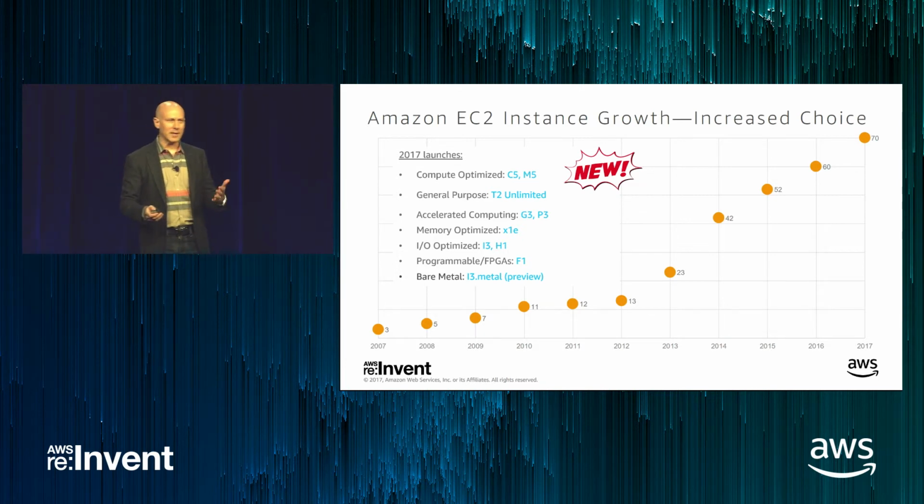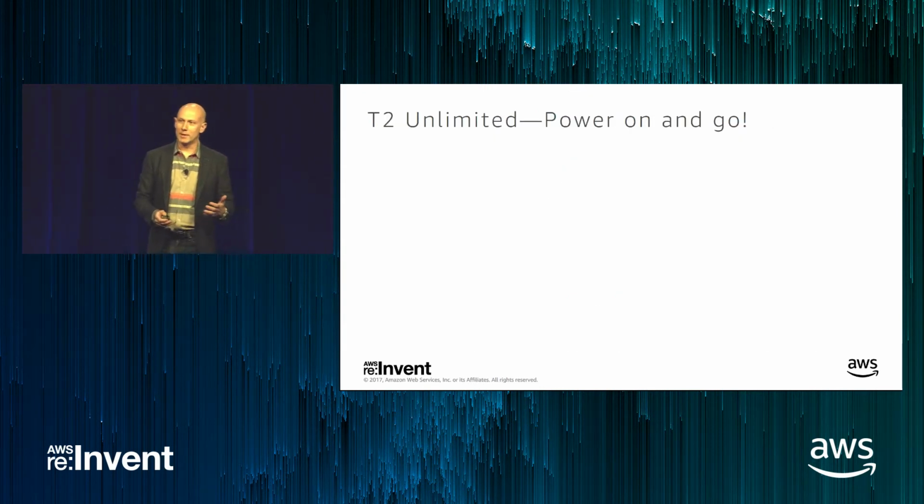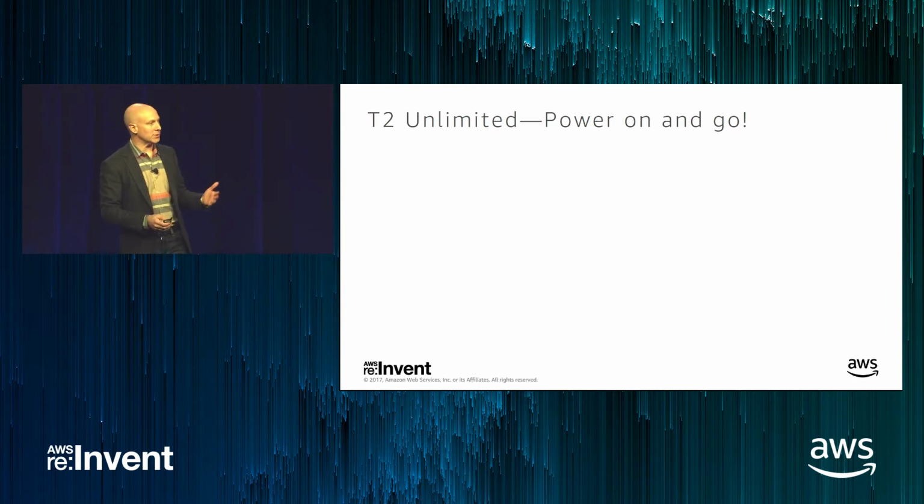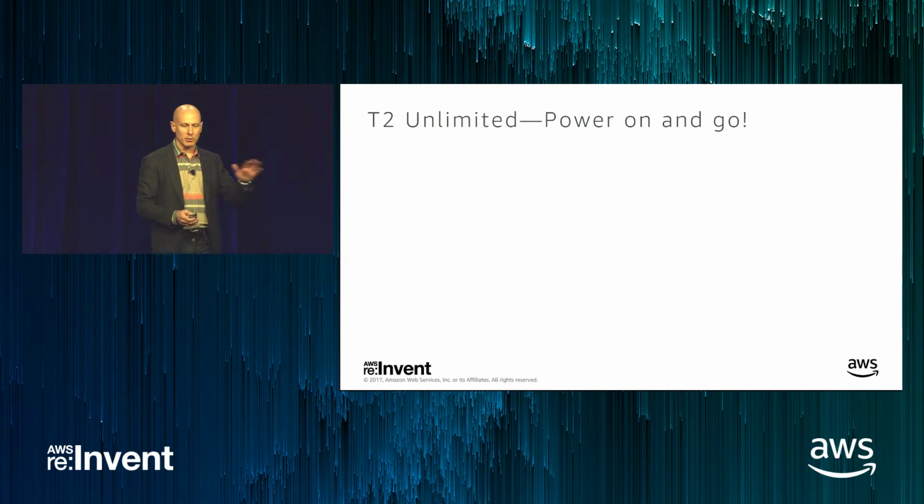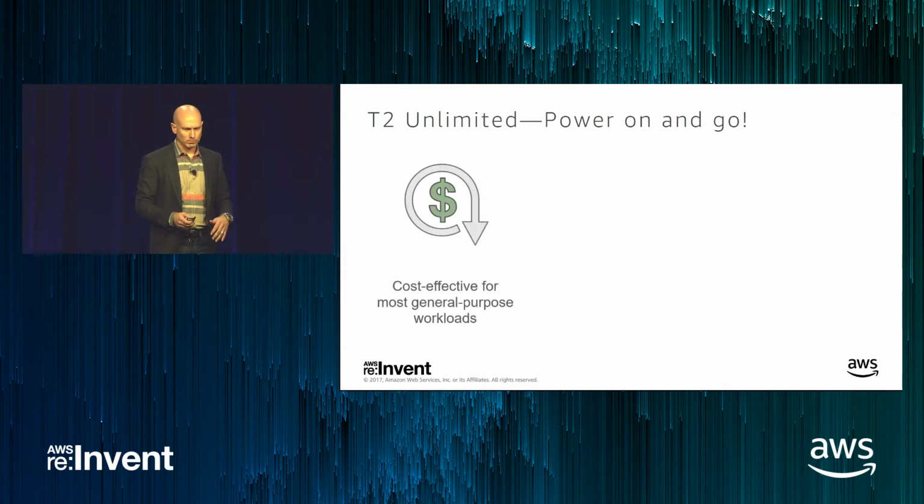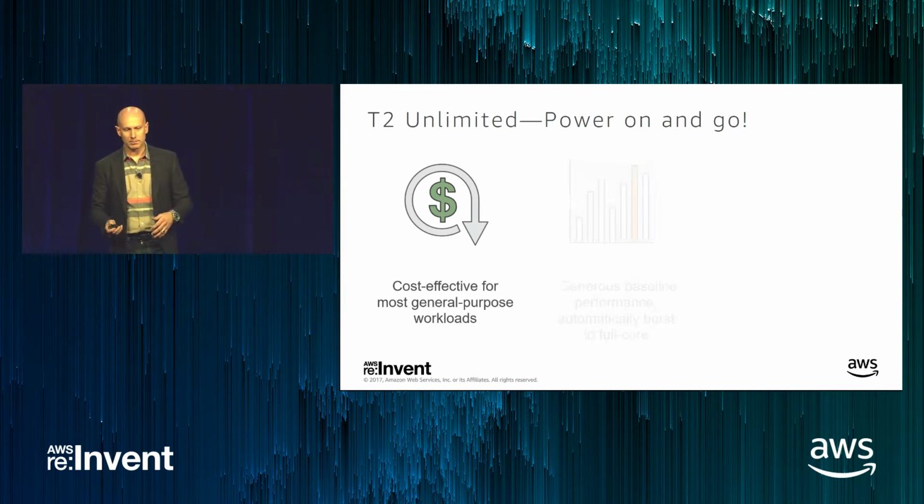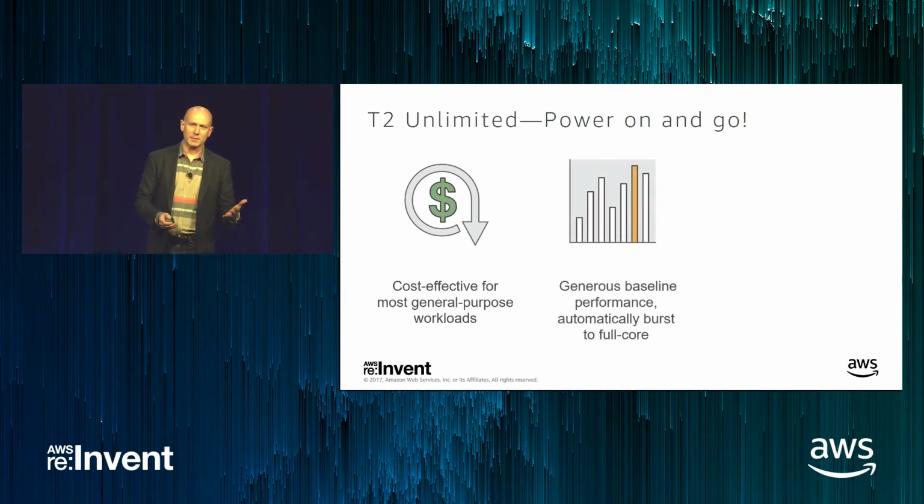These are all really exciting and they serve a lot of different use cases. So I just wanted to go over one that I think is particularly relevant to today's topic. So T2 Unlimited. T2 instances, they're low-cost, general-purpose instances. They provide a baseline of CPU with the ability to burst up. They're very cost-effective for most general-purpose workloads. Again, they provide that baseline of CPU, but they can burst up when you need it.